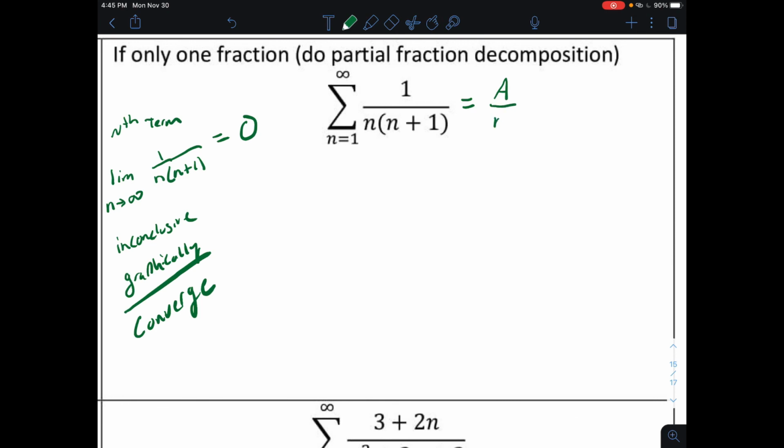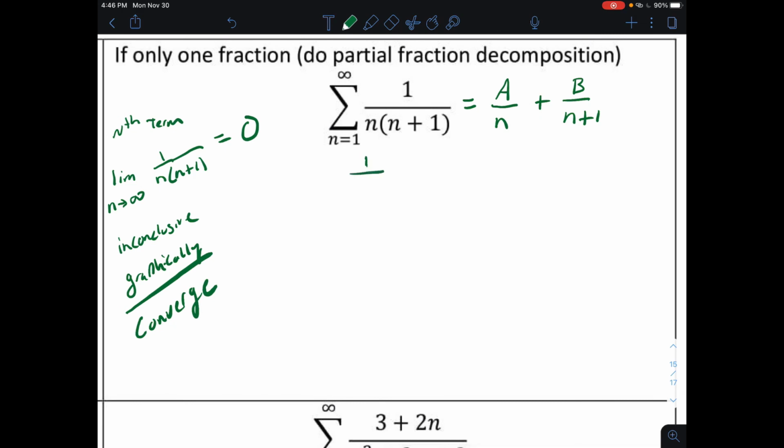So I'm going to write it as a over n plus b over n plus 1. And I'm going to go through this process and get common denominators on the right-hand side. So we have 1 over n times n plus 1 is equal to a times n plus 1 over n times n plus 1, plus b times n over n times n plus 1. And now we're going to work with the numerators because I want to solve for a and b.